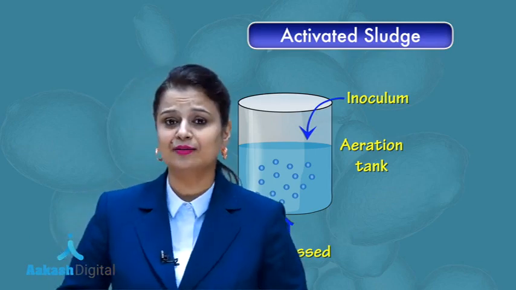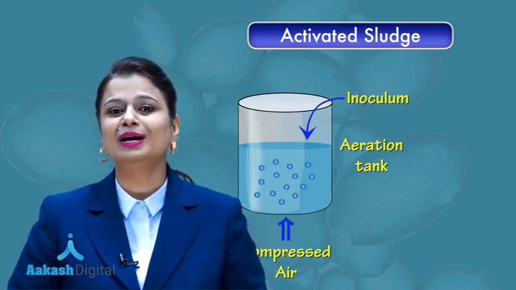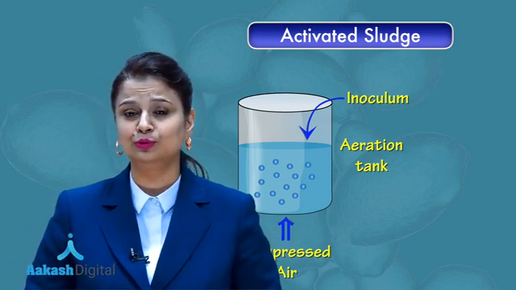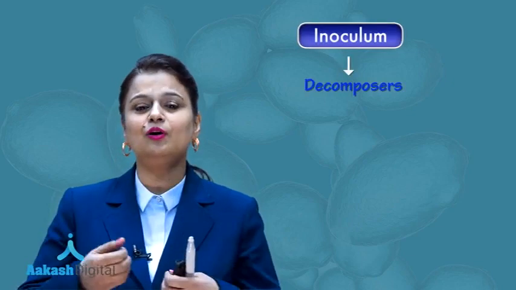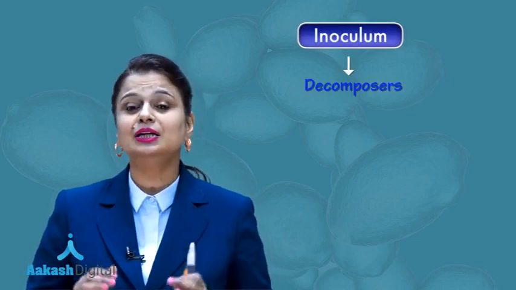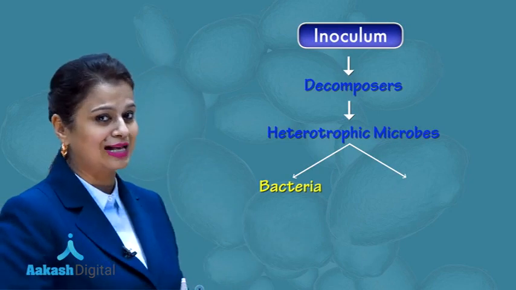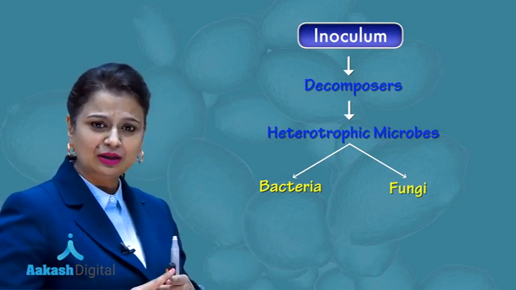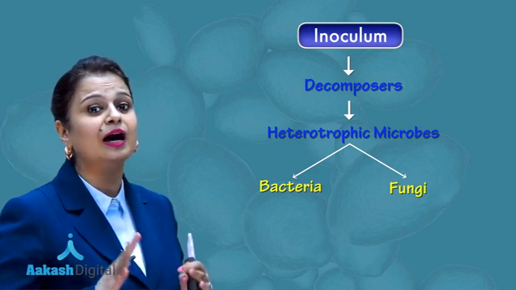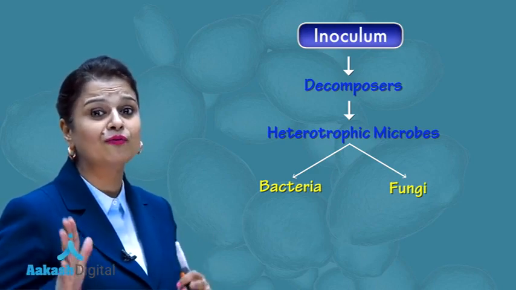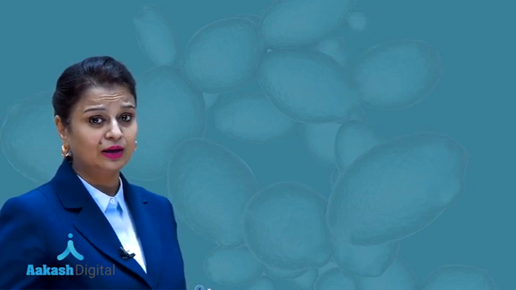The question arises here, what type of microbes are helpful in decomposition of organic matter? Surely decomposers, they are involved in decomposition. These are heterotrophs. It can include bacteria as well as fungi. Bacteria as well as fungi are major decomposers of organic matter.